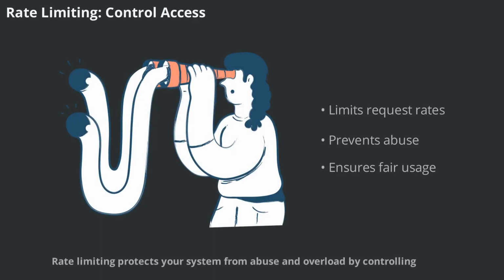Rate limiting protects your system from abuse and overload by controlling how many requests a client can make in a given time window. For example, an API might allow 100 requests per minute per user. If a user exceeds this, the system returns an error. Rate limiting ensures fair resource usage, prevents brute force attacks, and maintains predictable performance. It's a vital security tool for login endpoints, payment APIs, and public services, helping keep your infrastructure stable and secure.